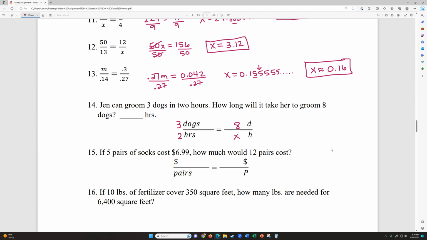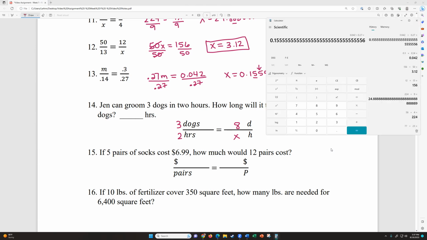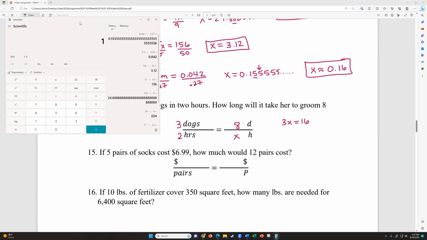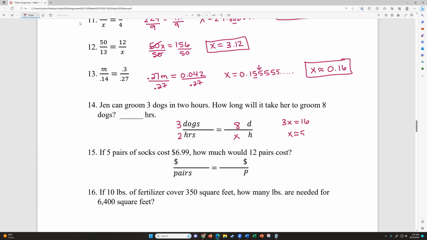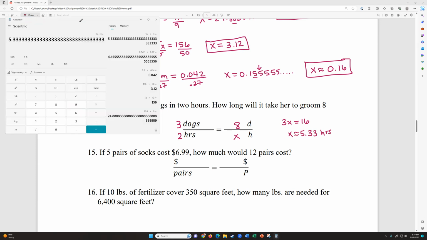So we're going to do 3 times x equals 2 times 8, which is 16. And we're going to be doing 16 divided by 3. So it looks like, and we're still using our rules about rounding to the nearest hundredth, we're going to be doing 5.33 hours of work. So if you want to see that decimal again, it's 5.3 repeating.